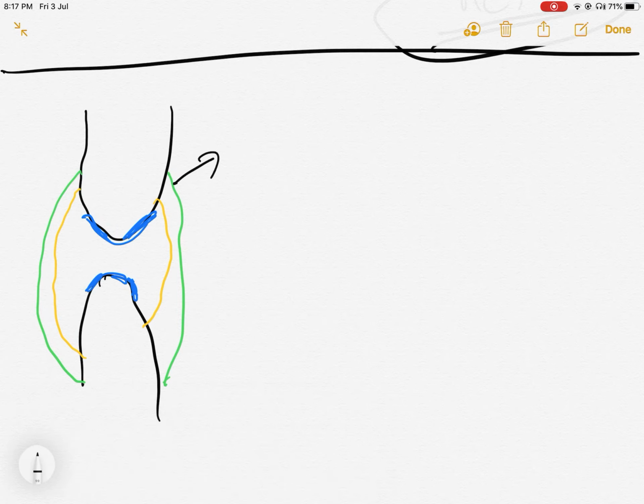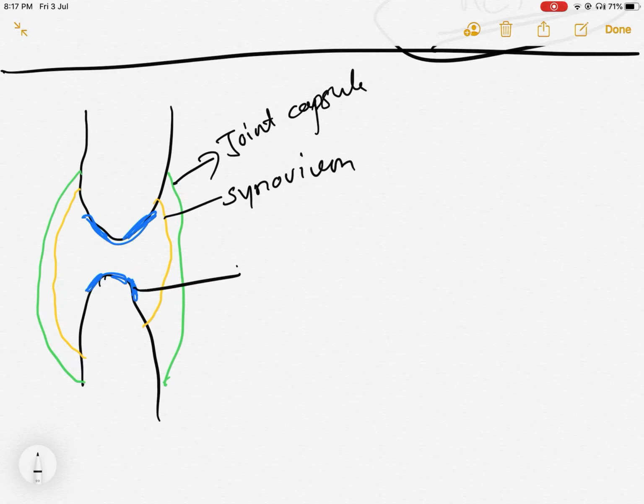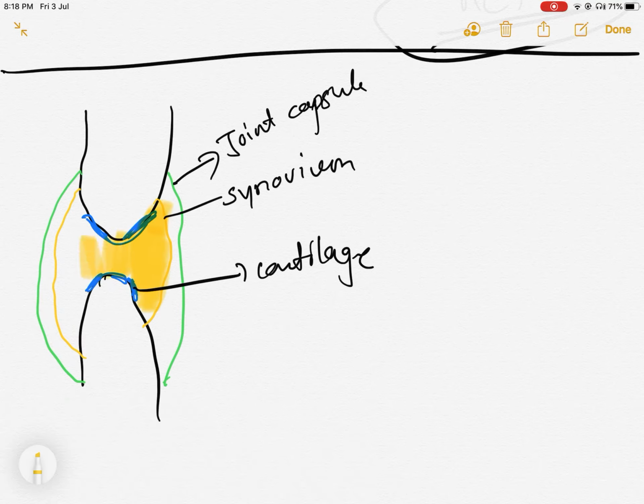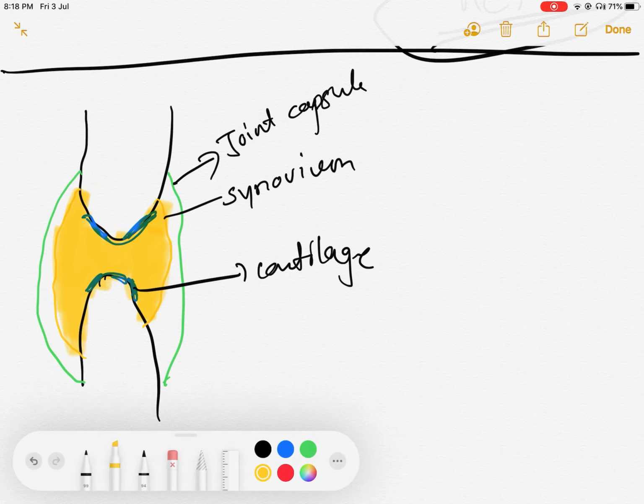So this is the joint capsule. This is the synovium, cartilage. Okay, now in any joint, the main important feature is inflammation of the synovium. So the main important feature of rheumatoid arthritis is inflammation of the synovium.